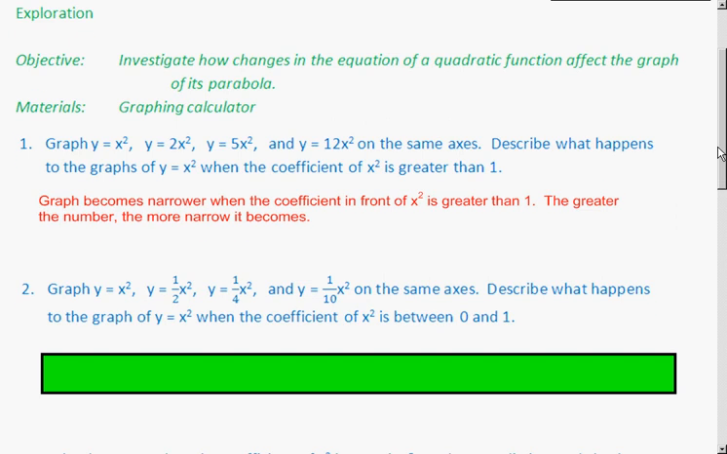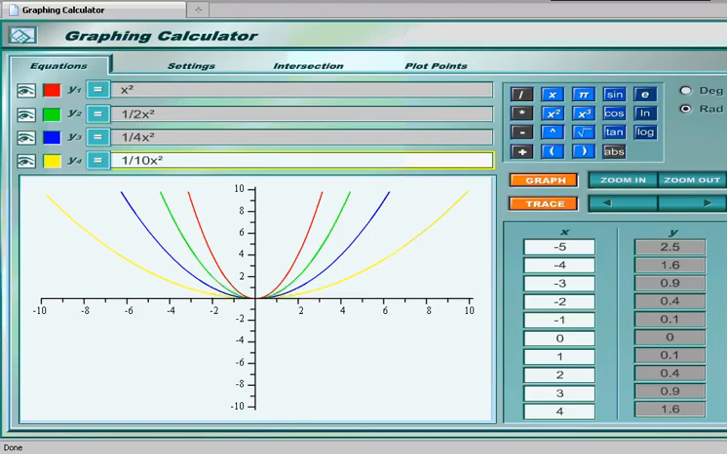In step 2, here's our equation. We're going to graph on the same axis. This time we're going to describe what happens when the coefficient is between 0 and 1. So if you look at all these, our coefficient would be between 0 and 1. Again, pause the video and input these 4 into your graph.